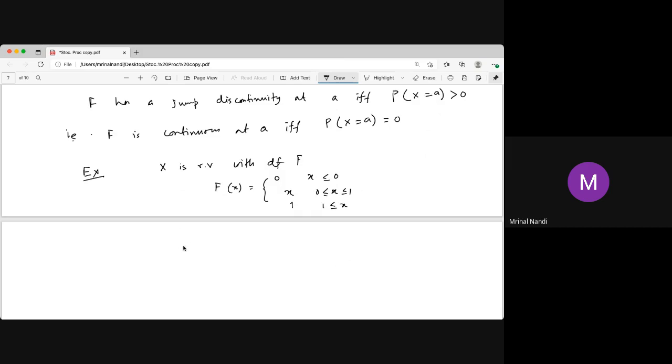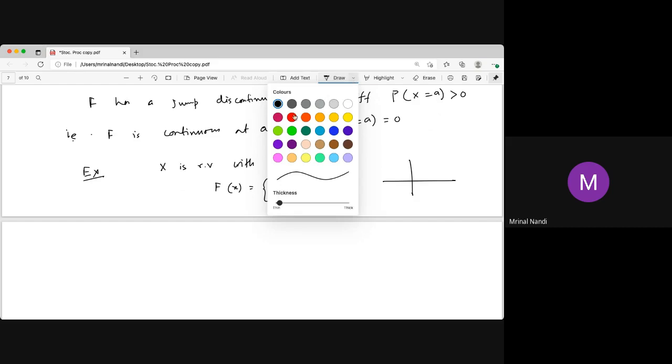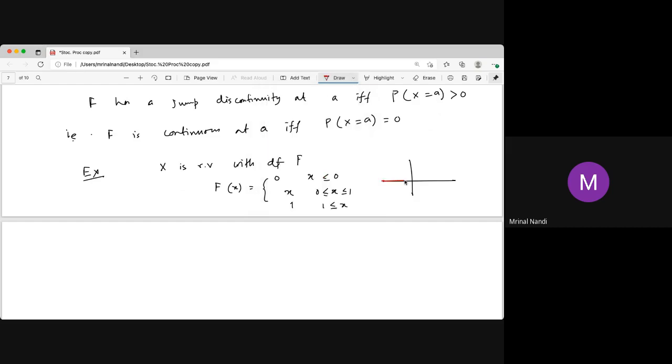So now what does the distribution function look like? Up to 0 it is 0, then it is like x, and then it's 1. So this point is 1 and this point is also 1. So this is the graph of the distribution function capital F.